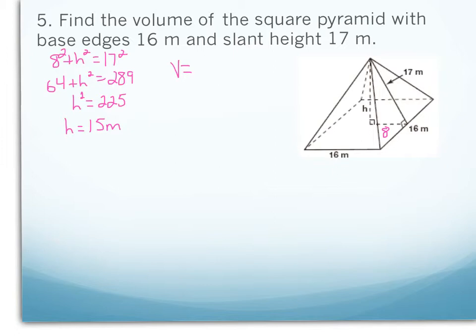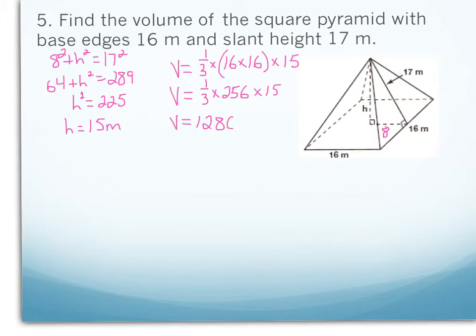So remember, volume of the pyramid is 1/3 times the area of the base. It said it was a square, so our sides are the same, so 16 times 16 times the height, which we solved to be 15. So volume equals 1/3 times 256 times 15. And then simplifying, we get volume of the pyramid equals 1,280 meters cubed.